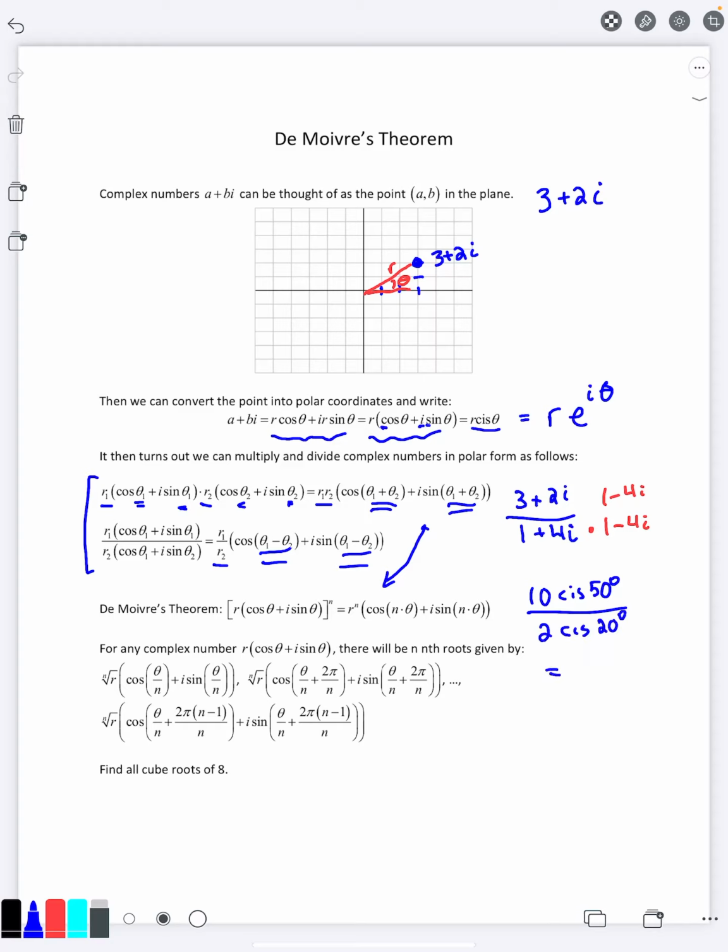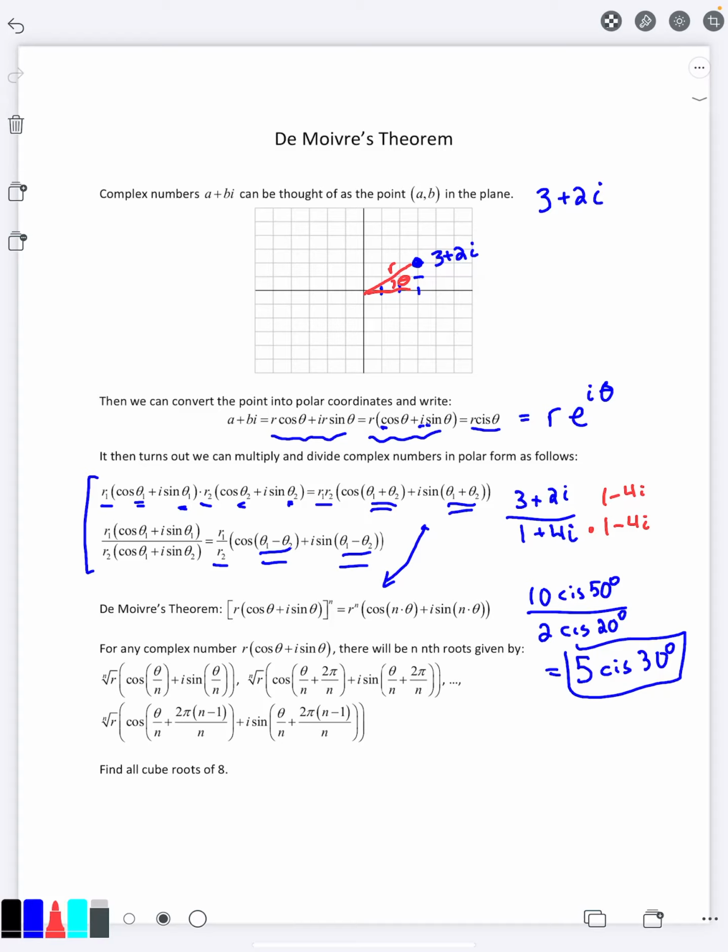I do 10 divided by 2 is 5. And for my angles, 50 minus 20 is 30. And so this would be my answer. So it makes multiplying and dividing complex numbers a lot easier. And there are applications where you're going to do a lot of that. For example, definitely in engineering electric circuits, you have to deal with things like this quite a bit. And so this just shortens that down if you have it in polar coordinates.